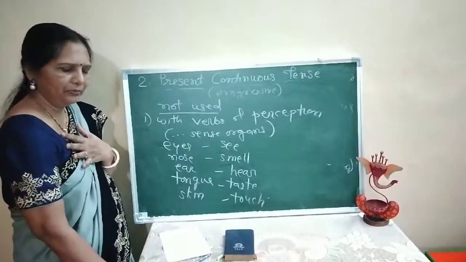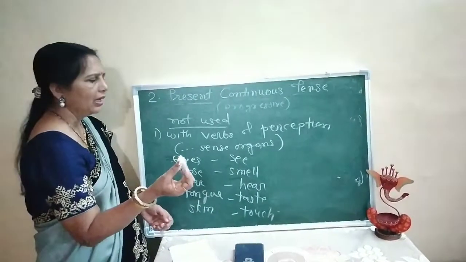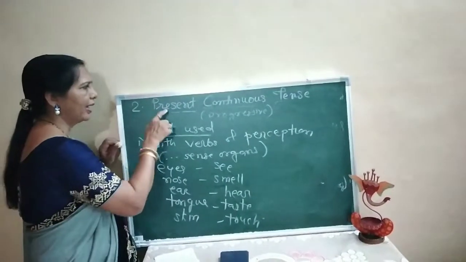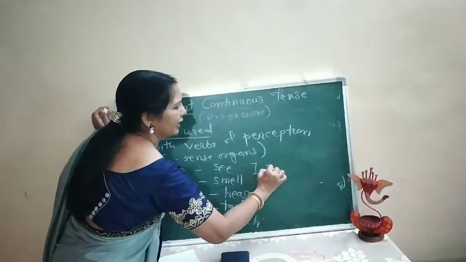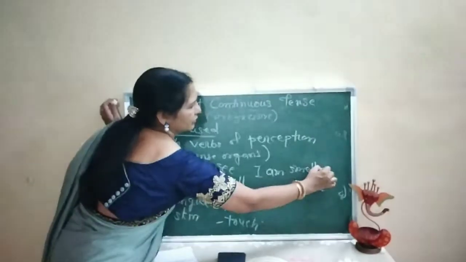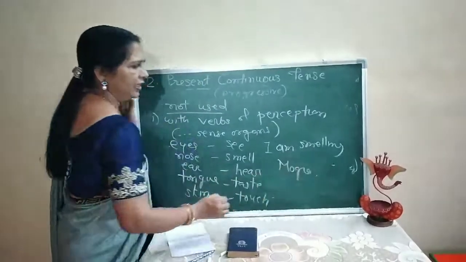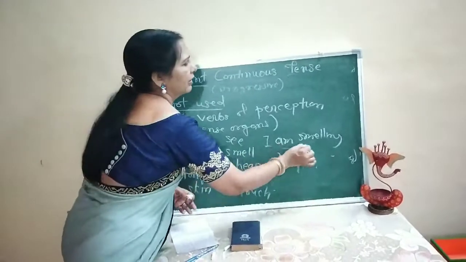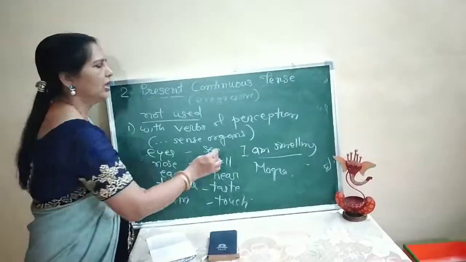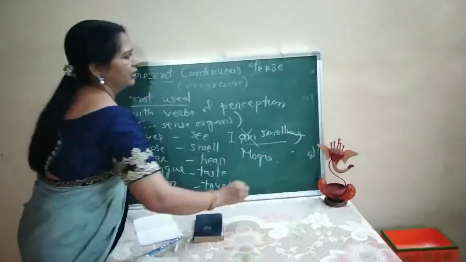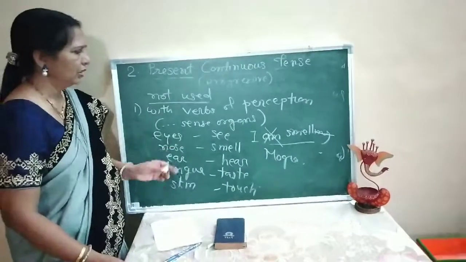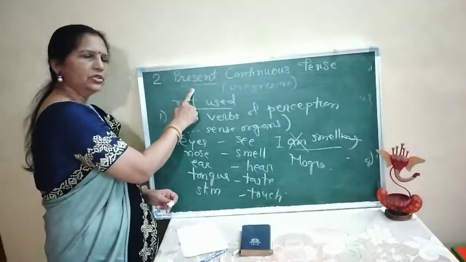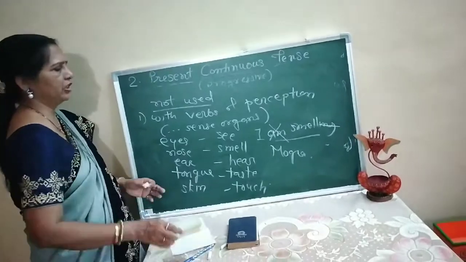What do I want to teach you? Suppose there is a flower, mogra. What will be the present continuous of smell? I am smelling. But if I say, I am smelling mogra flower now, it is in my hand. I am smelling. The action is continuous. But this pattern, I am smelling, it's not used. I should say, I smell a mogra flower now. Same is the case with the remaining verbs. So this is the first, that you should not use this tense with verbs of perception.